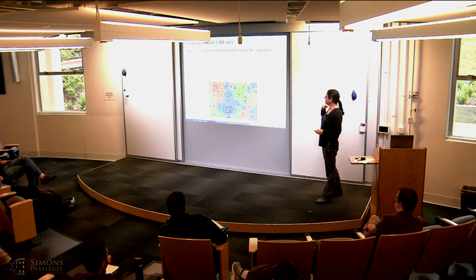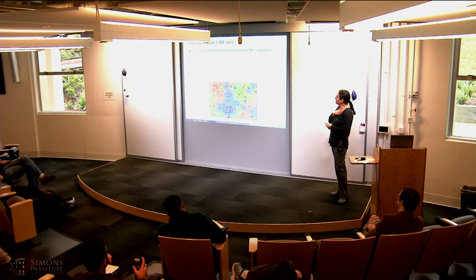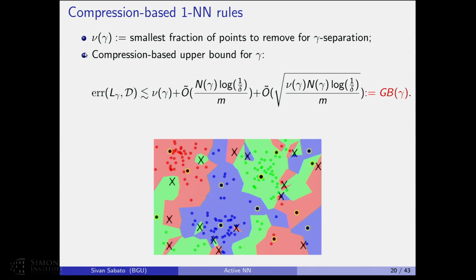So here exactly this is related to your question. So let's denote by nu of gamma the smallest fraction of points that needs to be removed to get a gamma separation. This is again related to the vertex cover problem on a graph defined on this sample. And what we have is a compression-based upper bound for gamma. So given a fixed gamma scale, the generalization error is going to depend on nu of gamma, the fraction of points that I had to remove, plus these terms that depend on n gamma, which is the size of the gamma net, and the size of the sample, and log 1 over delta, which is our confidence. Okay? So this is the compression bound.